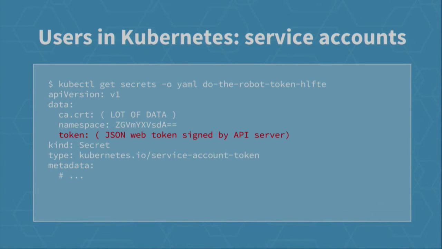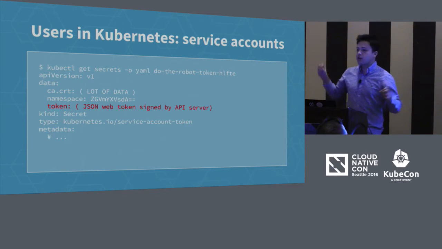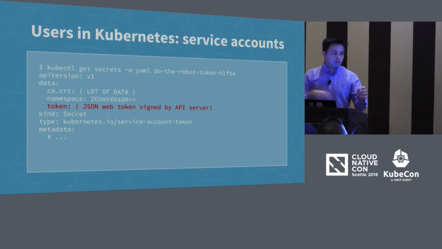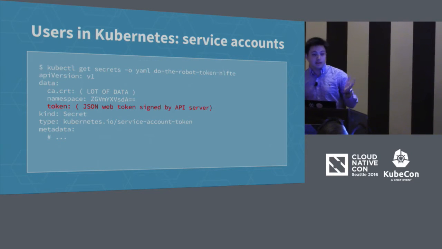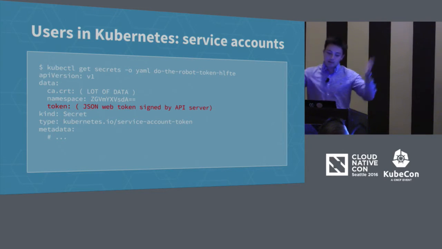If you look at that secret, you'll see the CA cert for the API server, so you can talk to the API server securely. You'll see a namespace. It's base64 encoded because this is a secret, but that's just default. And also, there is this thing called the JSON Web Token, which are cool things. That is just a JSON payload that is signed by the API server. So when you come back with a service account token, the API server says, yep, I'm into this. OK, let's go.